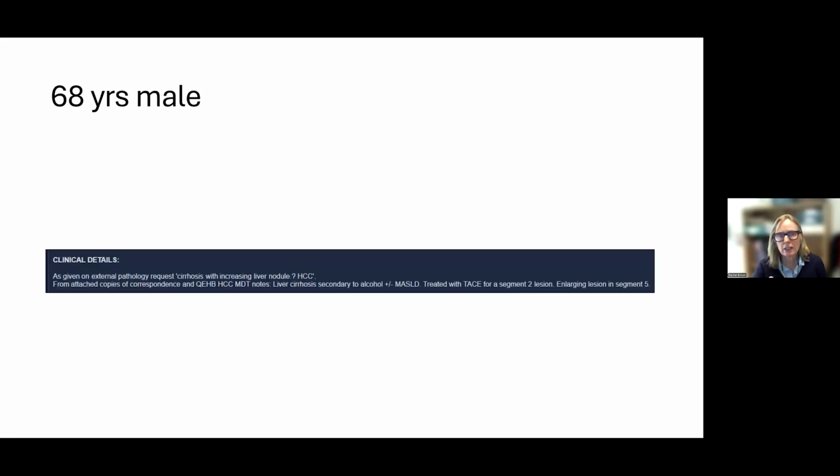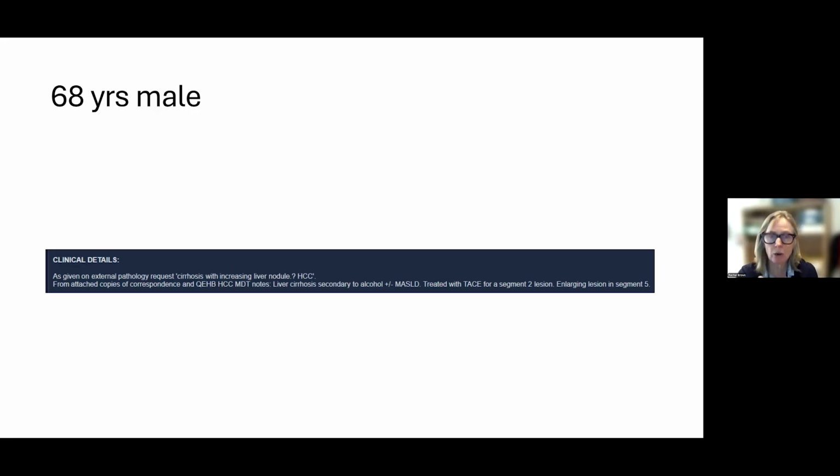So I'm sharing another case with you here just to illustrate a couple of those points. A 68-year-old male, this is another one that came in consultation, referred to our MDT. And it came with this history on the original request form: cirrhosis and increasing liver nodule query HCC. I managed to find a little bit of extra information. So the patient did have risk factors for chronic liver disease, and it seemed like quite a good clinical history of cirrhosis. They've been treated previously for an HCC elsewhere in the liver. This is a new lesion that's enlarging that's now been biopsied.